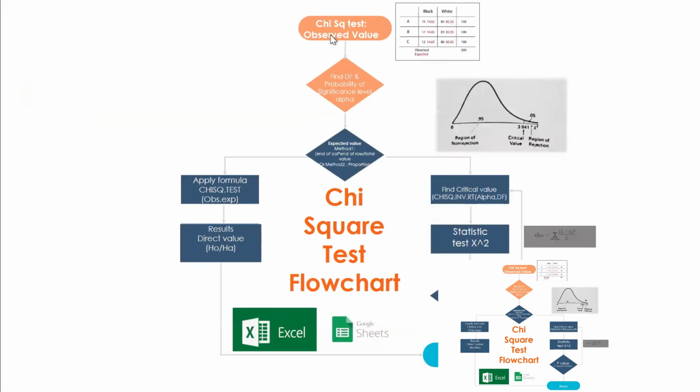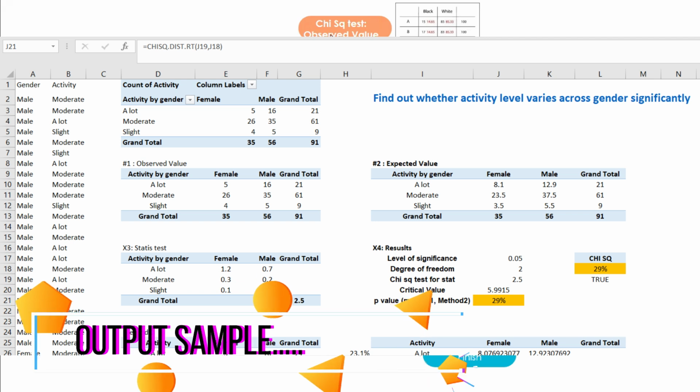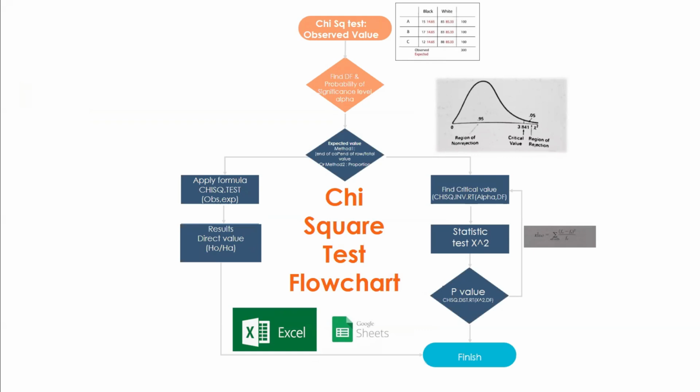So as you all know, for the chi-square test, we need some value, right? We call it the observed value. From there, one of the prerequisites is that you need to know the degree of freedom. Degree of freedom is very easy: number of rows minus 1, number of columns minus 1. You can easily find the degree of freedom.